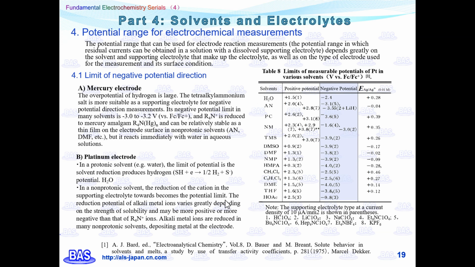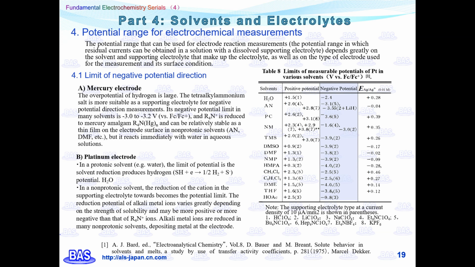Since alkali metal ion can form stable metal amalgam with mercury, reduction can occur at a positive potential of 0.5 to 1 volt above the tetraalkyl ammonium ion. In the mercury electrode, the negative potential limit does not change much even if it contains impurity water molecules.